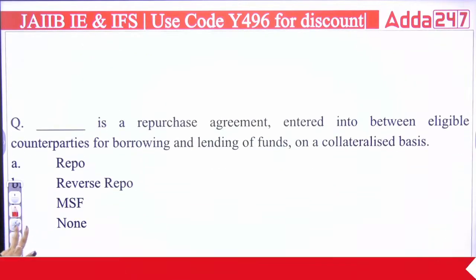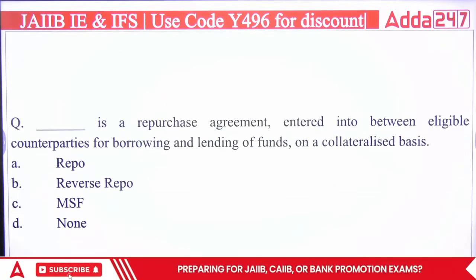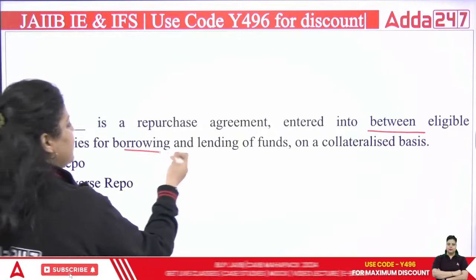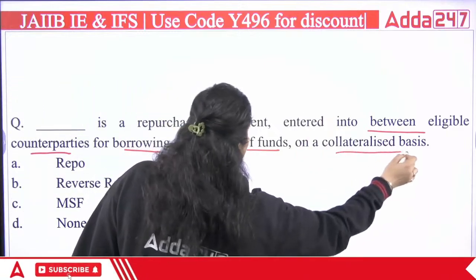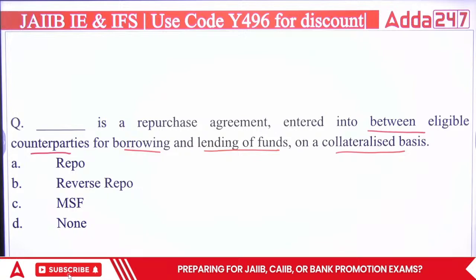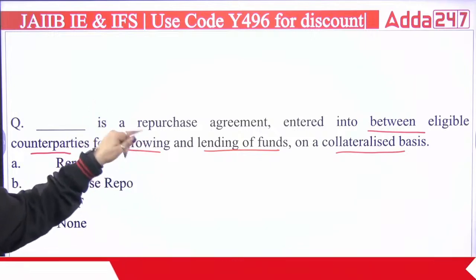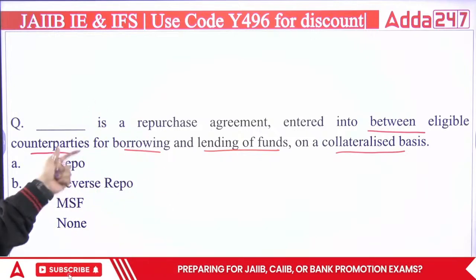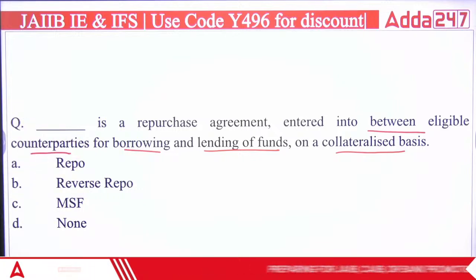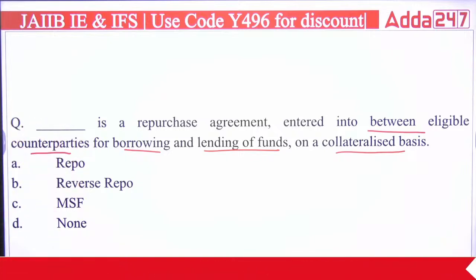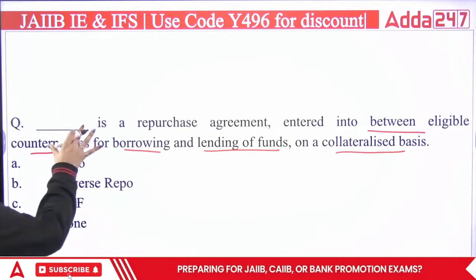Okay. Next question. Next is talking about dash, which is a repurchase agreement entered into between eligible counterparties for borrowing and lending of funds on a collateralized basis. So what are we talking about? Dash is a repurchase agreement entered into between eligible counterparties for the borrowing and lending of funds, and that will be done on a collateralized basis. It means collateral will be taken to perform this transaction. So which instrument are we talking about?